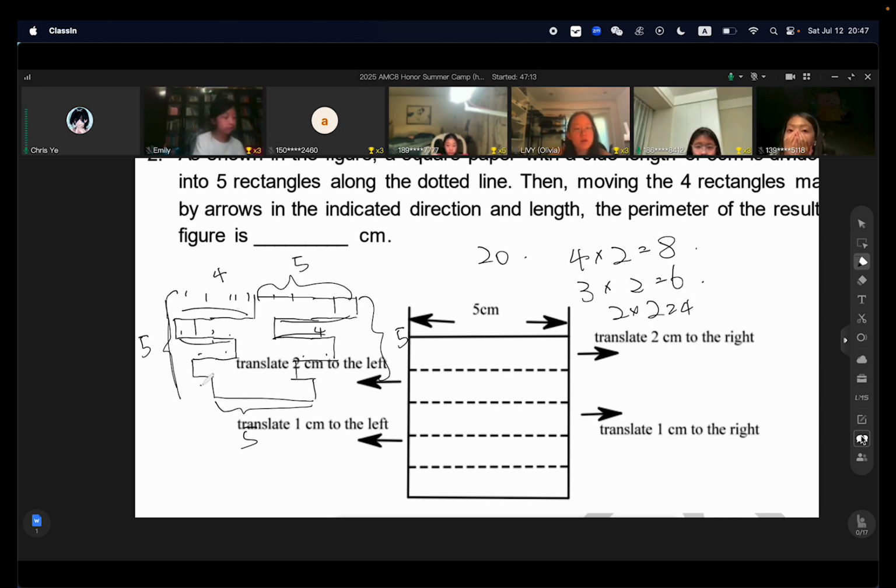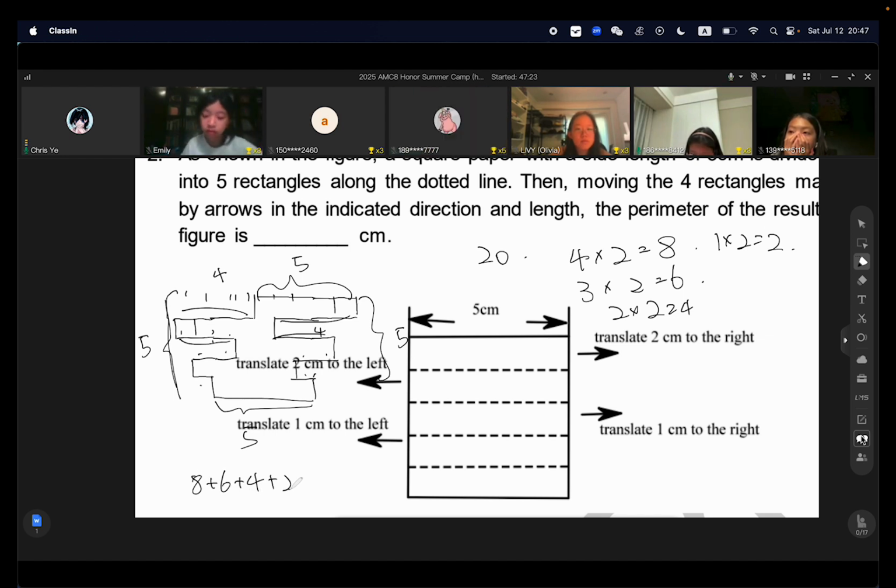And lastly, we have 2 1s. So that'll be 1 times 2 equals 2. And now we just have to add all of these up, which is 8 plus 6 plus 4 plus 2 equals 20. Plus the 20 that we already have, the answer is going to be 40 centimeters. Any questions?